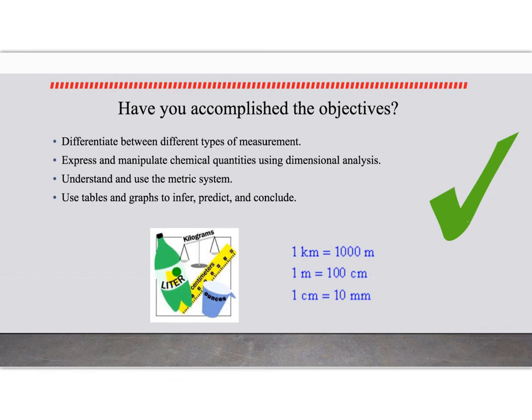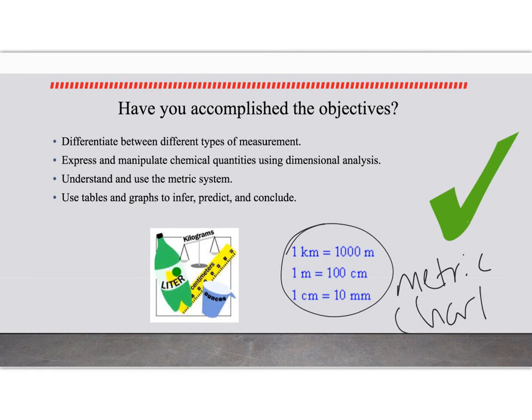Okay, so have you accomplished the objectives? If you have not, please go back and restart this lecture. This lecture is probably going to be the most important lecture of the year. We convert all year long, and you need to be able to convert between the different types of metric units. Please go back and memorize your metric conversion chart. That's the King Henry chart. That will be one of the most important things that you do all year long.